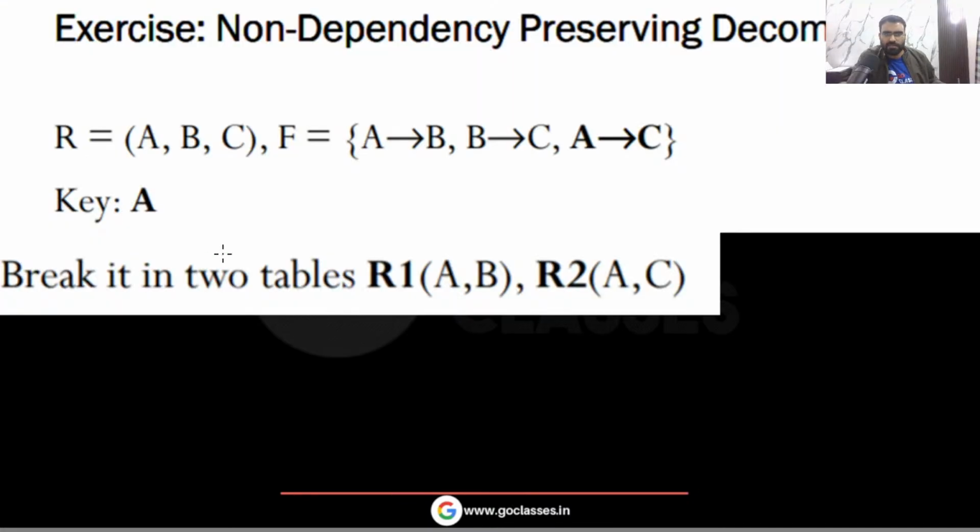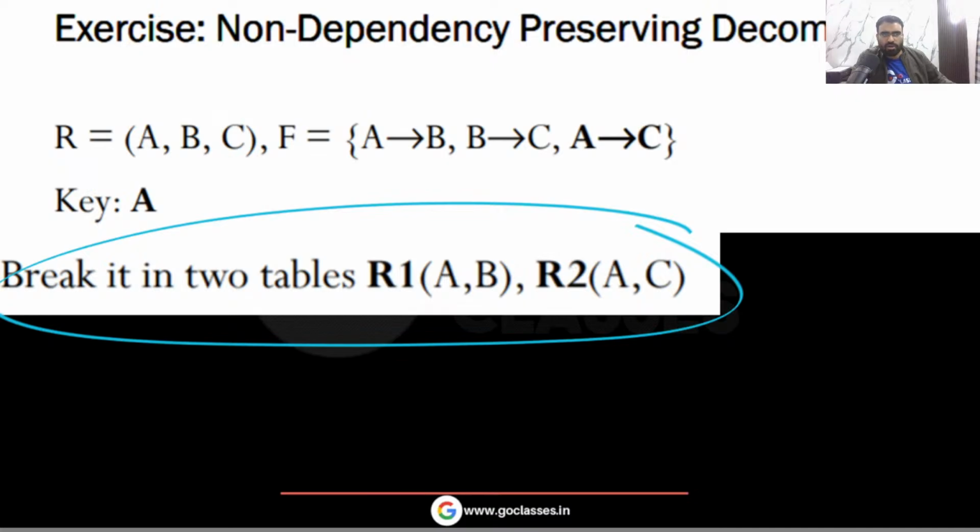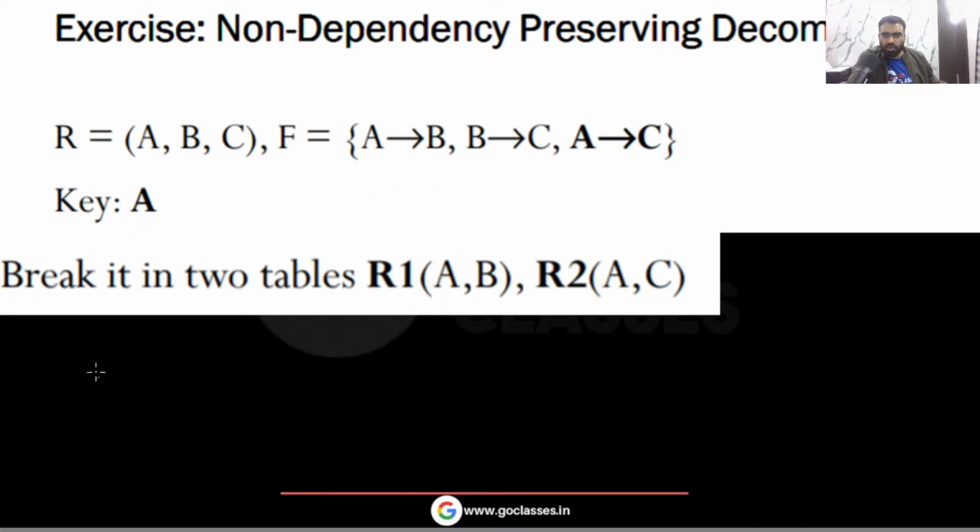Let's solve this question. A relation R(ABC) with functional dependencies is given to us. We decompose this relation R into sub-relations R1, R2. Now we want to check, is this decomposition dependency preserving or not? So how to check it? It is actually very simple. First you find which functional dependencies will hold in R1, and which functional dependencies will hold in R2. This is what you need to find, remember.